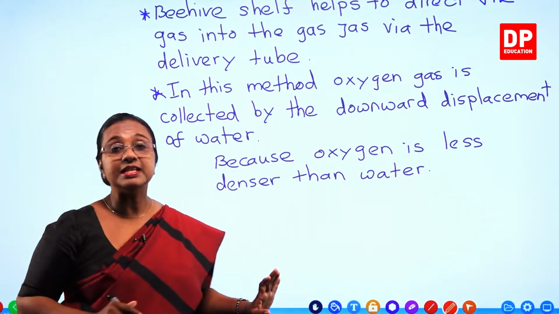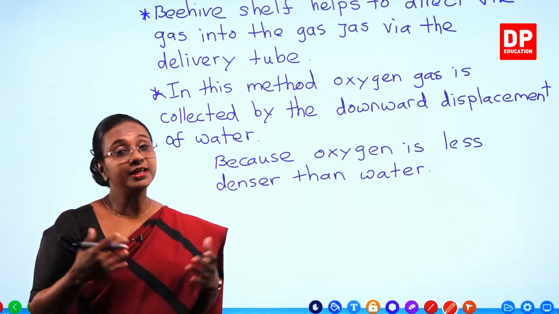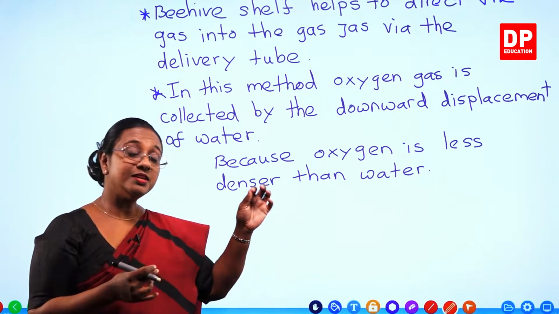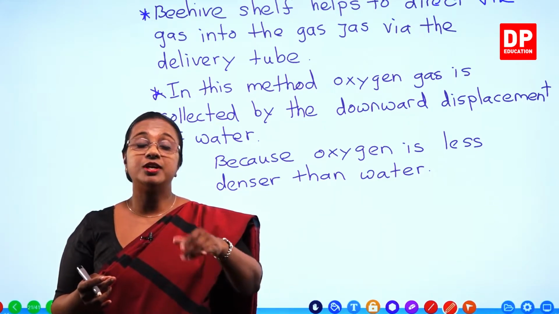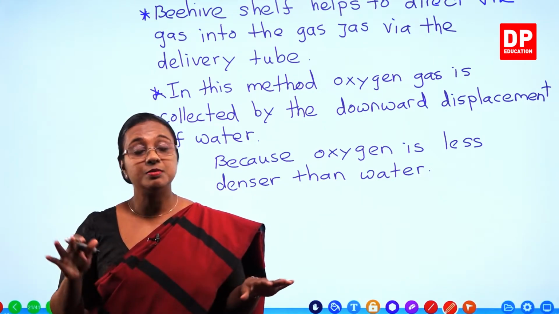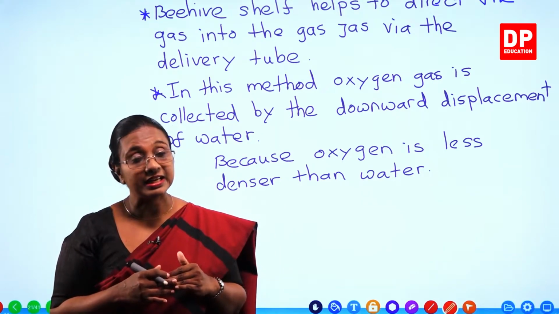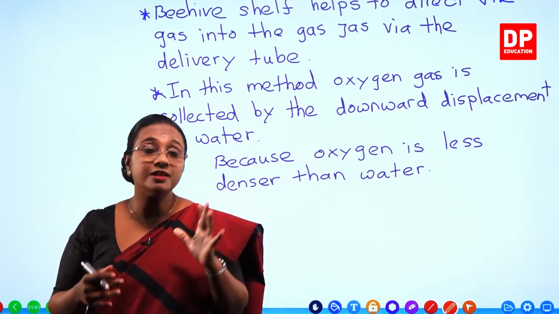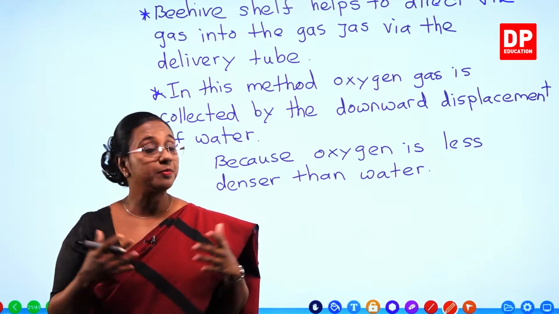But it is slightly soluble in water, but the amount of oxygen that dissolves in water can be negligible. Or else what we can do is, initially when we see the gas bubbles coming, we can just saturate the water with oxygen. So the maximum amount of oxygen will dissolve in it, and also thereafter we can collect the oxygen gas. So as long as we are not measuring the volume of oxygen collected, then of course it's not going to be a problem at all.